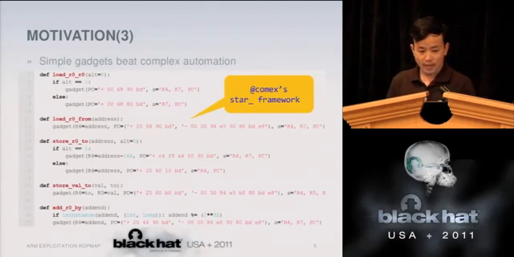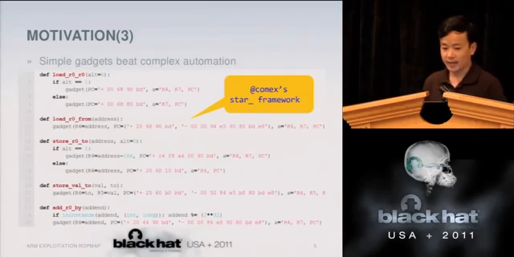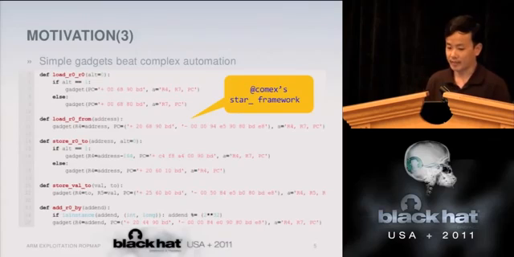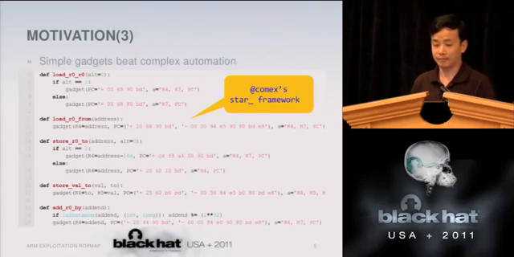So one thing we note here is that, in order to do ROP automation, an important point is that we only need to use simple gadgets instead of trying to find complex gadgets.